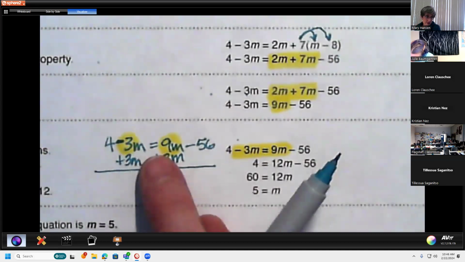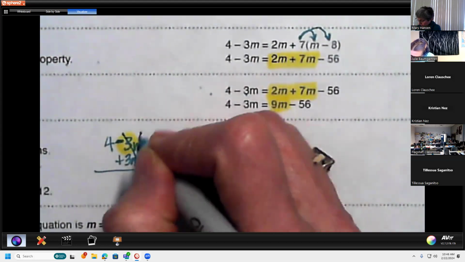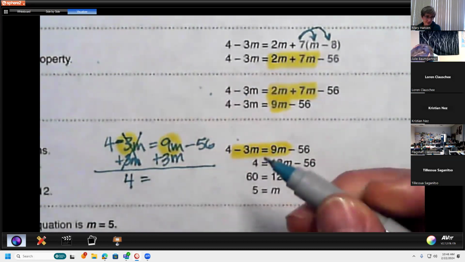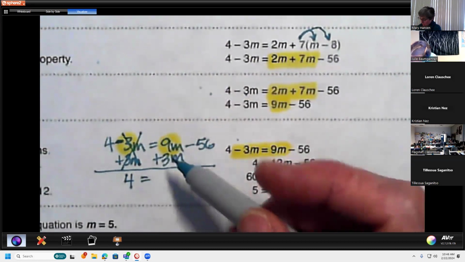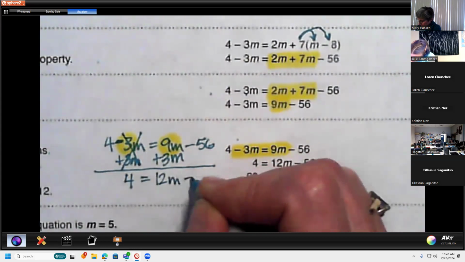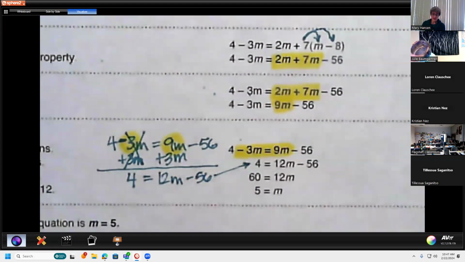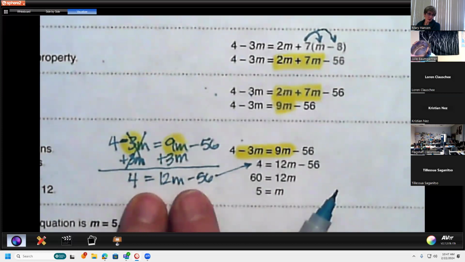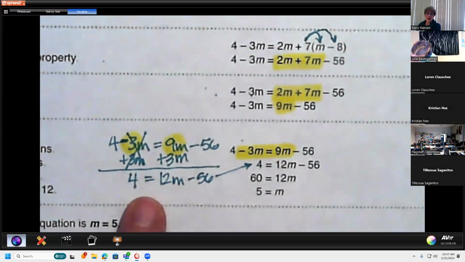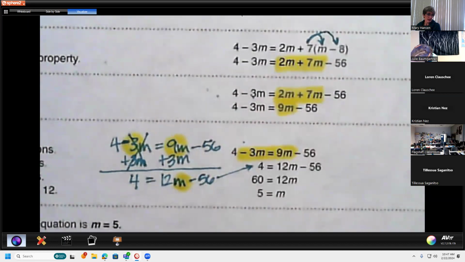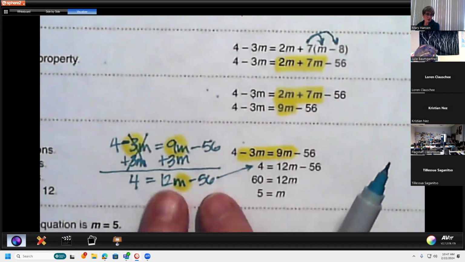So this is the skill from Tuesday. Negative 3m plus 3m is 0. And so the 4 comes down. 9m plus 3m is 12m minus 56. And that's how they got this line right here. And if you'll notice, now we have a two-step equation, just like we've practiced for about a week now. I focus on my variable. I've got to get rid of minus 56, and I've got to get rid of 12.